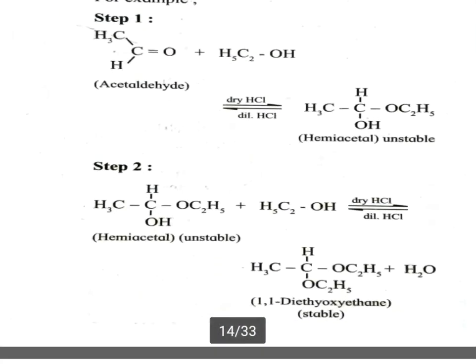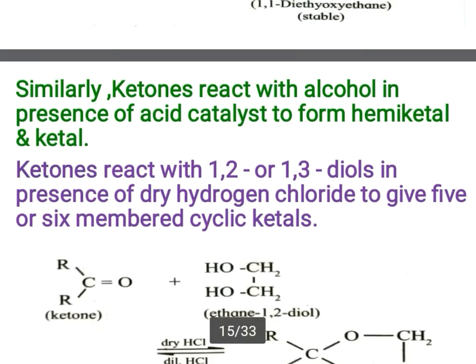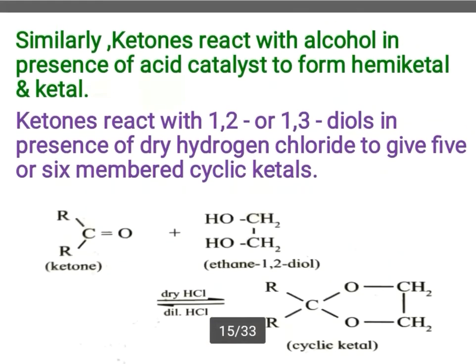Here are other examples of this type of addition. You try these examples. If you find any difficulty solving this, then ask me personally. Okay. Similarly, ketones react with alcohol in the presence of an acid catalyst to form hemiketal and ketal. Means what? Addition of monohydric alcohol to aldehyde forms hemiacetal and acetal. Similar to this, ketones form hemiketal and ketal.